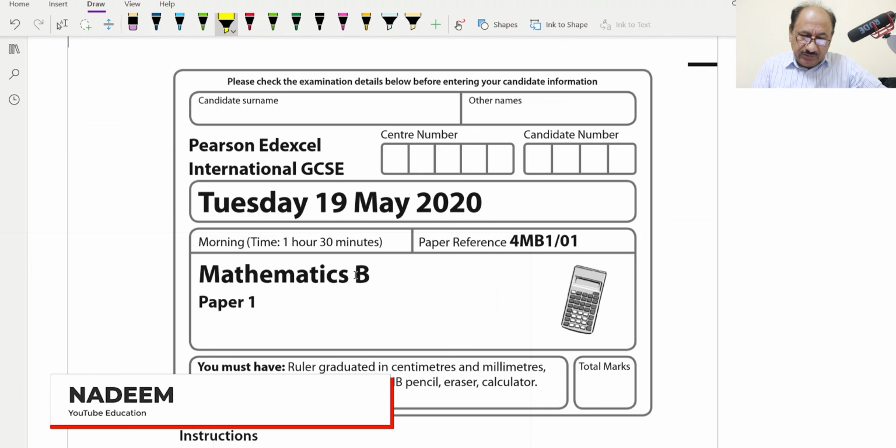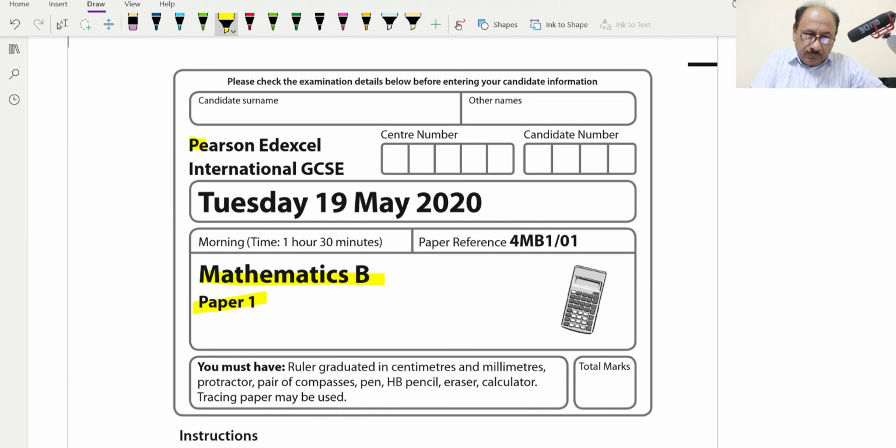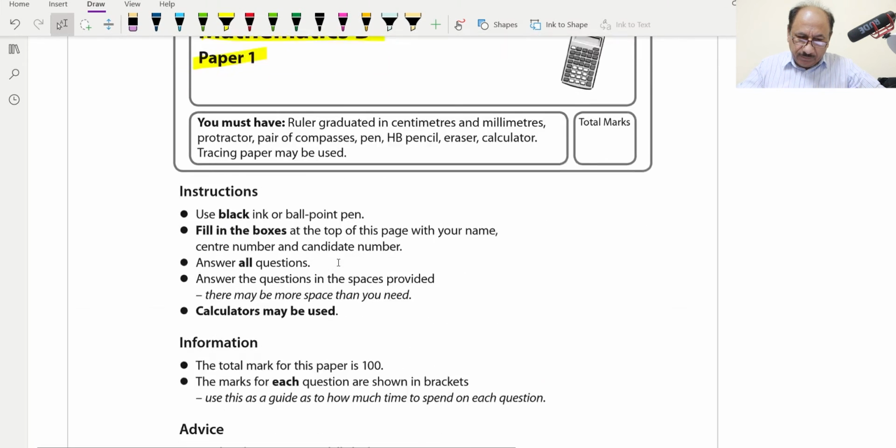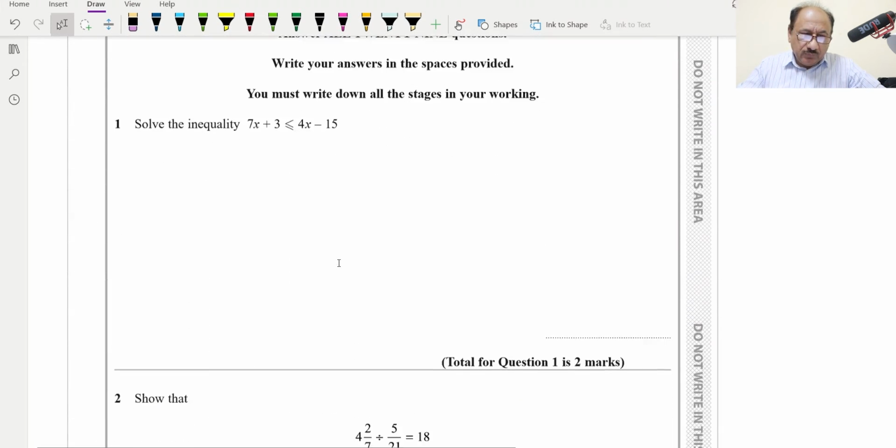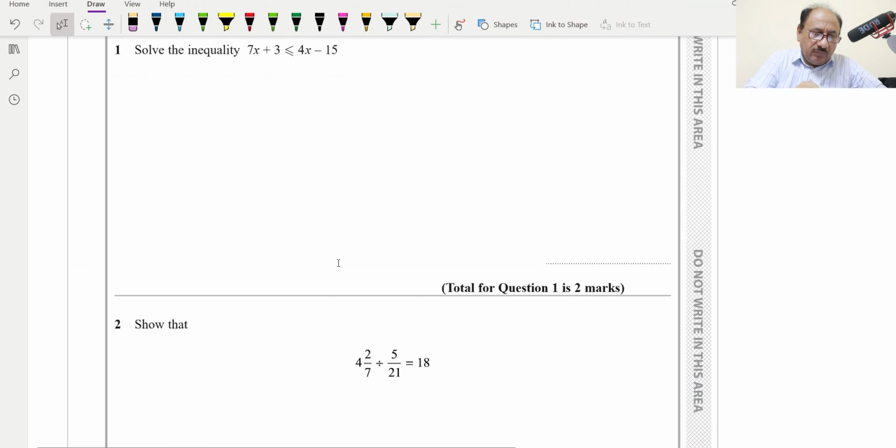International GCSE Mathematics B Paper 1, Pearson Edexcel, May 2020. Code number is 4MB1/01. Let us move to question number 1. Question number 1 says solve the inequality, and the inequality is provided over here.